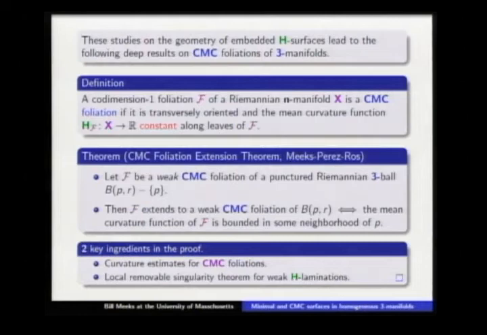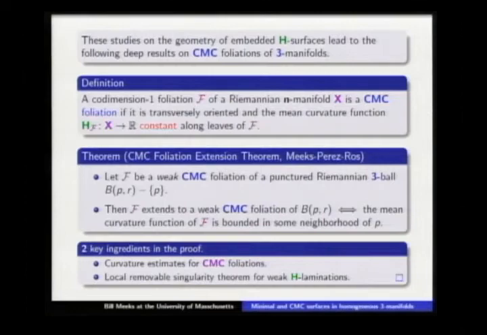So this sort of attitude or thought leads one to try to study what are called weak CMC foliations. So if you have a CMC foliation, it's always a weak CMC foliation. But you allow certain kinds of touching. Anyway, it's a natural thing to look at. If you have one in a punctured ball, then it turns out you have bounded second fundamental form around the puncture, and you can extend all the leaves around the puncture, and you can extend this weak CMC foliation across the singularity. Okay, yeah, right.